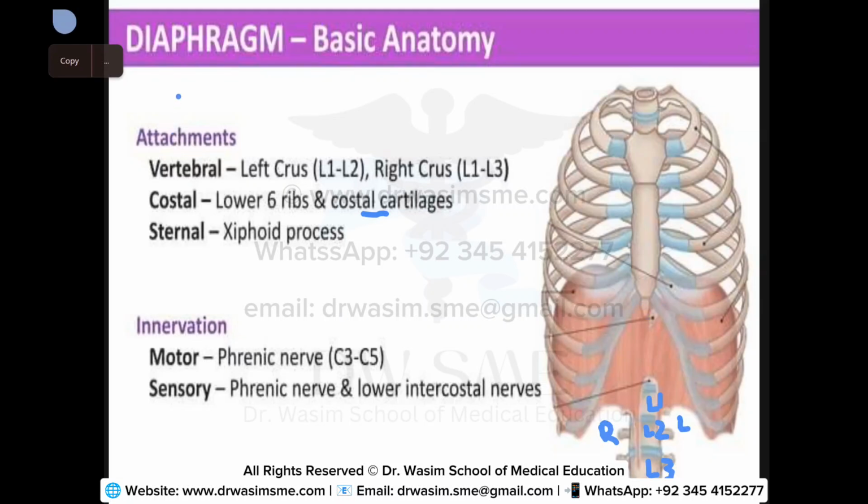Now, regarding the diaphragm, it is innervated by the phrenic nerve, which has values C3, C4, and C5. This is the motor innervation that is responsible for inspiration and expiration, whereas for the sensory supply, in addition to the phrenic nerve, the lower intercostal nerves are also responsible.